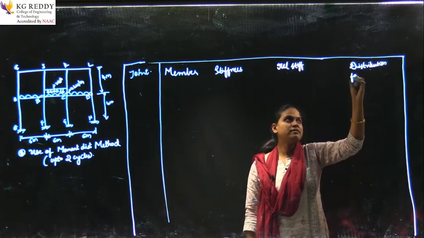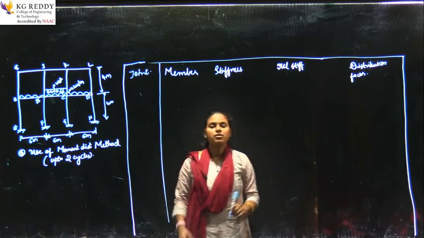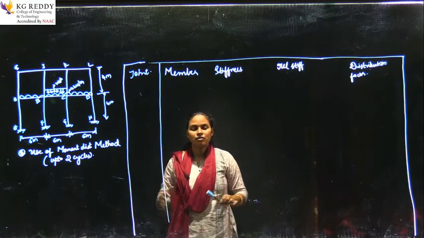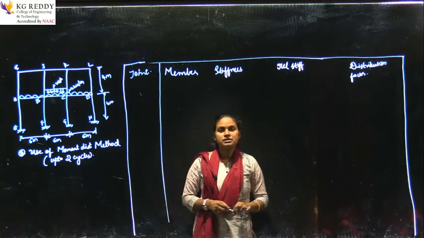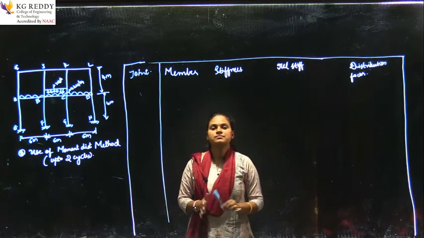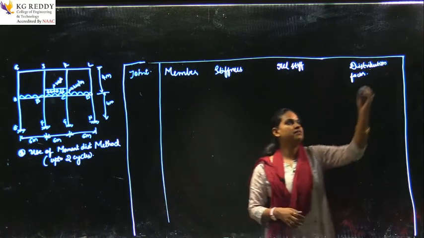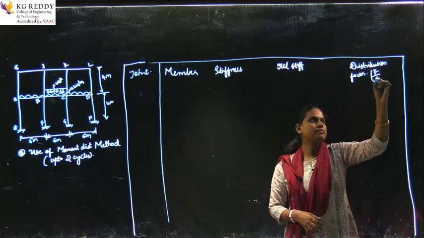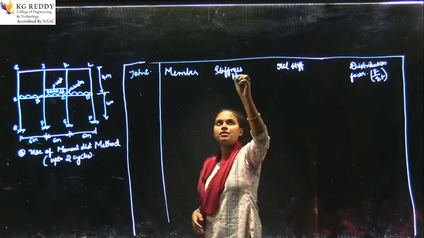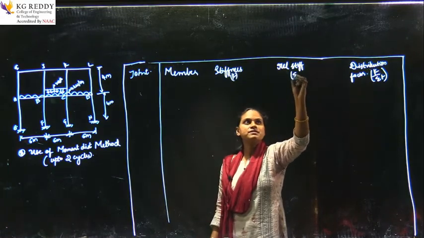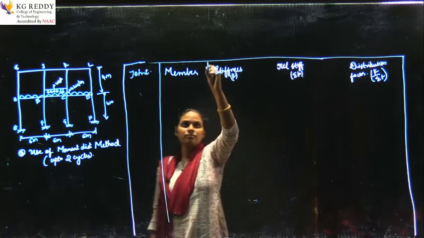Can I expect the formula for distribution factor? Yes friends, what is the formula for distribution factor? We have already used it for so many problems for the analysis of the frame. So the distribution factor formula is K by summation of K. From the second column you will get the K value. For relative stiffness, this is the summation of K. You will get the summation of K values from here.